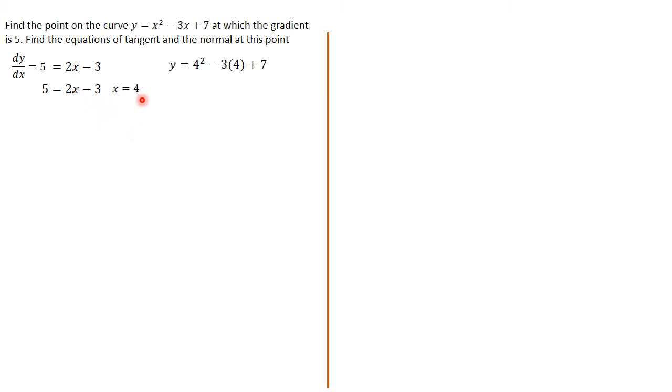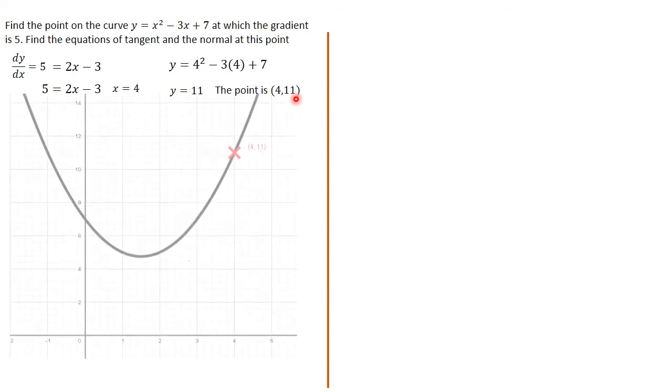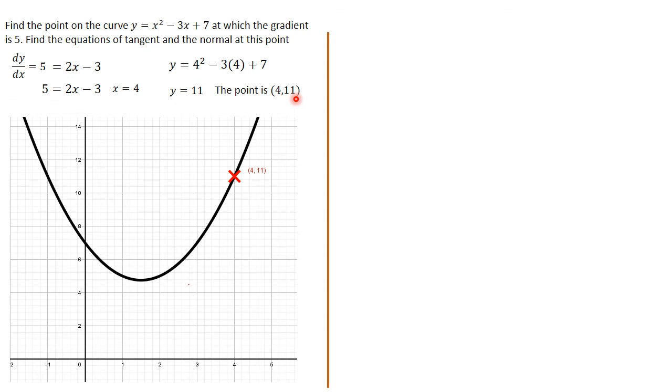Similarly, we want to get the value of y. We use the parent equation. y is given by x squared minus 3x plus 7, so you put x as 4 and get 16 minus 12 plus 7. y is 11. Therefore, the point where the gradient of this curve is 5 is (4, 11). I have drawn it for you. It's a quadratic curve, turning that particular way, and the gradient is 5 at this particular point.